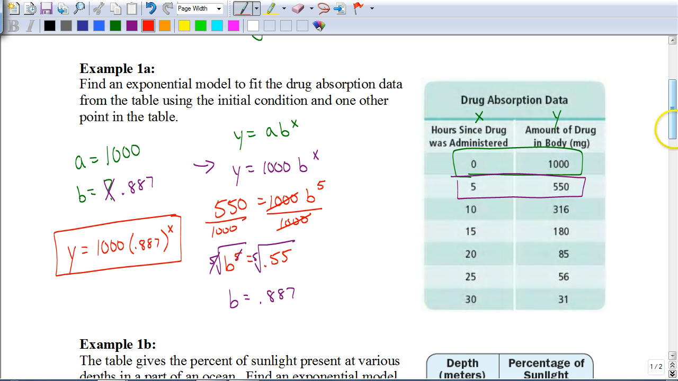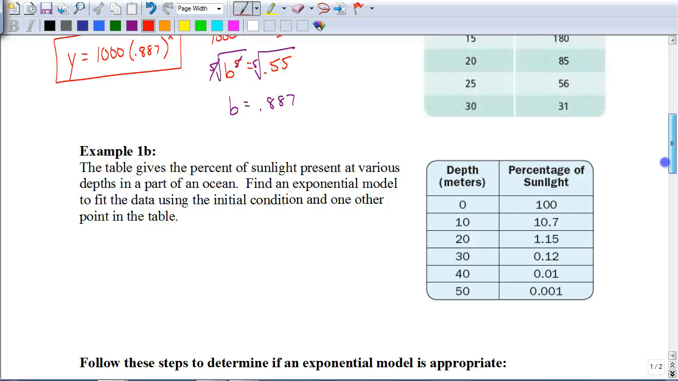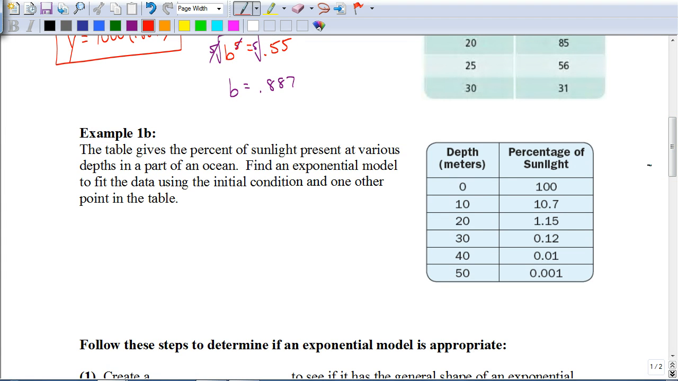Now sometimes they'll give us our information in tables, sometimes they'll give it to us in a story problem, but for right now we're going to look at tables here. So it says, a table gives the percent of sunlight present at various depths in a part of an ocean. Find an exponential model to fit the data using the initial condition and one other point in the table. So again, our initial amount is going to be at a depth of 0. The percentage of sunlight is 100%.